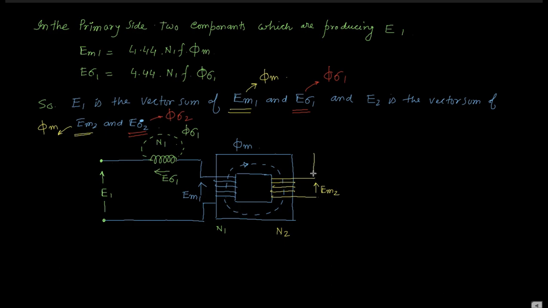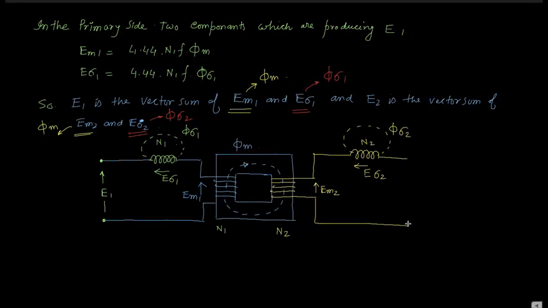Now if you draw the secondary side, obviously there is a n2 number of turn, and due to that if the leakage reactance is phi sigma 2, then the induced EMF over n2 turn is E sigma 2, which is not linked with the core, which goes outside in the air. This is the equivalent circuit.